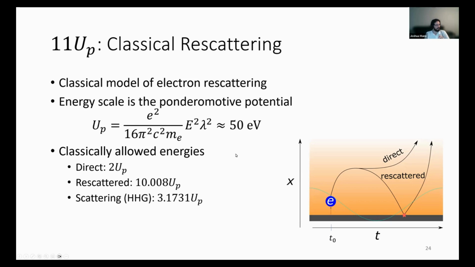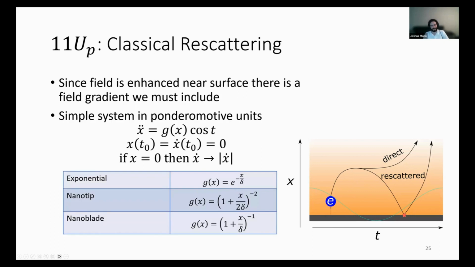Previous results had already shown the limitations of the system classically for a uniform field. There's a peak energy of your direct electrons, which goes up to 2 times the ponderomotive potential. The rescattered electrons can go up to about 10 times the ponderomotive potential. And if you're looking at HHG, you can attain about 3.17 times the ponderomotive potential in energy. However, we are near a nanostructure, and so we'll want to include some sort of field gradient. And so we basically just have a, let's see, how do I want to put this?